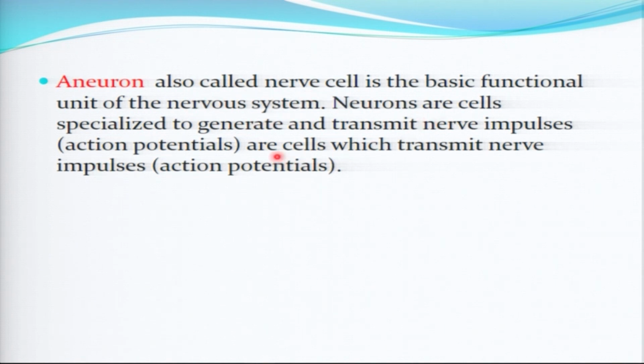Neurons are cells specialized to generate and transmit nerve impulse. They are the ones that transmit the nerve impulse. This nerve impulse is also called action potential. It is also called the message. So you can ask what message is going to be carried. As we have talked about the stimuli, when the stimuli are detected by our receptor cells, they have to be changed into the impulse that can be transferred to the central nervous system.